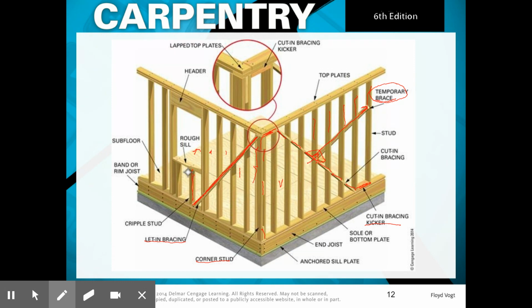Here we have cripple studs, our rough sill. Right here we have jack stud, king stud. Our header is right here. And this is important for when we do our corners and our double top plates. They must be lapped. So you can see that this 2x4 runs continuous here, and then this one runs continuous there. If we didn't do that and we ran both 2x4s at the top, it wouldn't give us as strong of a joint.